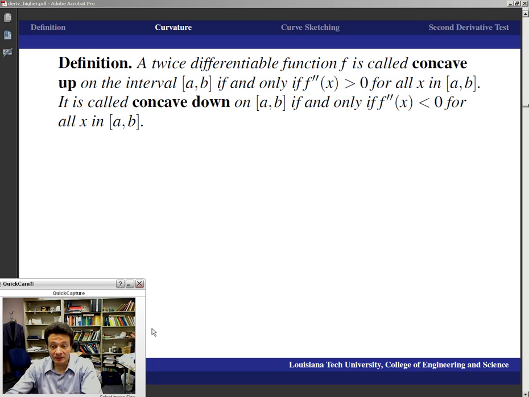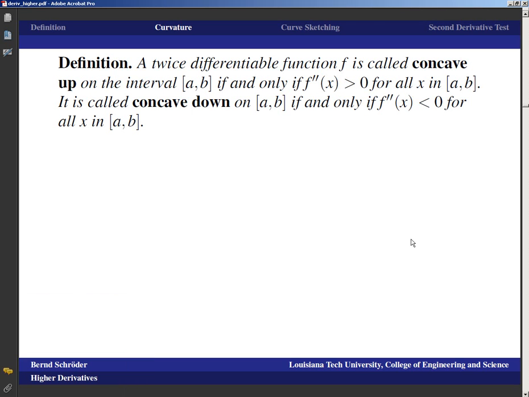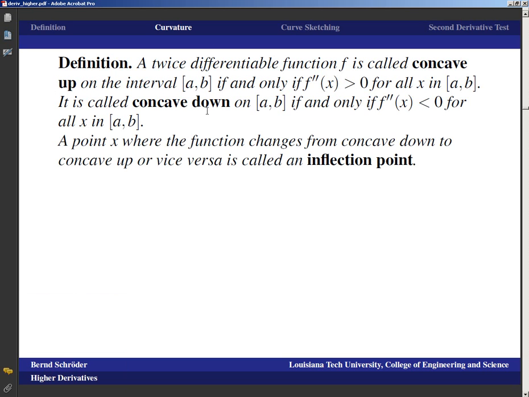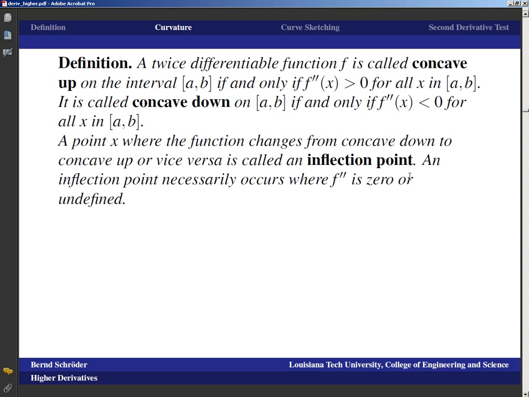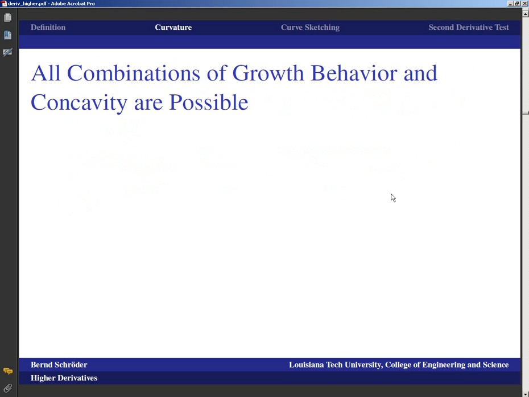Okay, now the interesting thing is that even though the language suggests up and down being connected with increasing or decreasing, all combinations actually can occur. So before we go to that, let's also just quickly establish that a point where the function changes from concave down to concave up or vice versa, we call that an inflection point. An inflection point will occur where the second derivative is 0 or undefined.